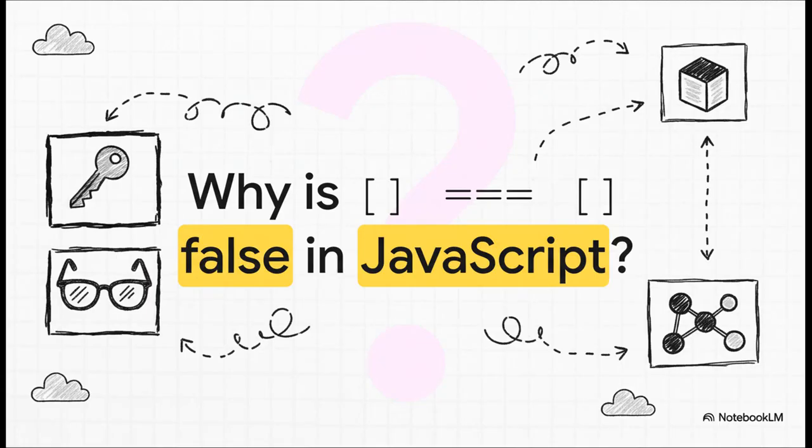We start with this really weird question. Why is an empty array not strictly equal to another empty array in JavaScript? I mean, your gut instinct says this should be true, right? They're both empty arrays. But nope, JavaScript says it's false. And this isn't some quirky bug, it's a core feature. And by the end of this, you'll know exactly why.